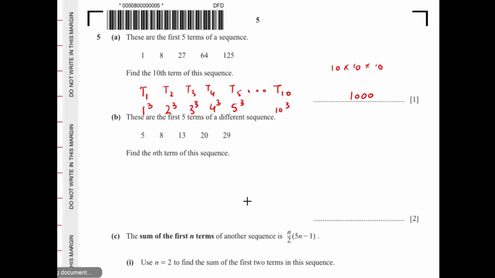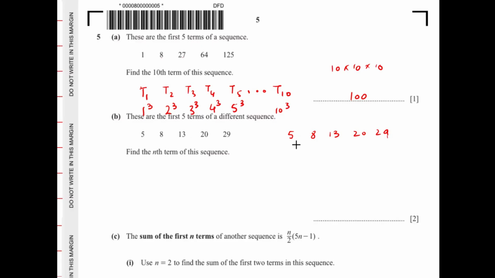Next, part B, these are first 5 terms of a different sequence. Firstly, we write this sequence here. We see the type of sequence. To check the type of sequence, we will take the first difference, or difference between consecutive terms.